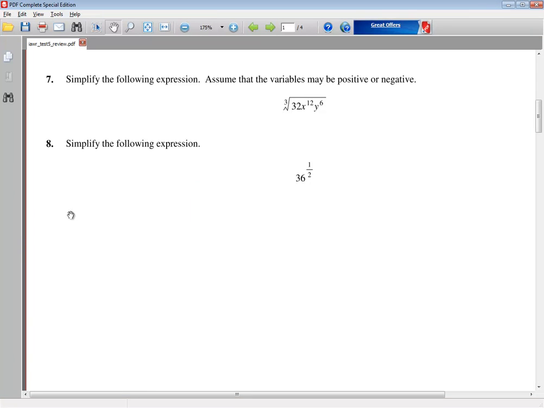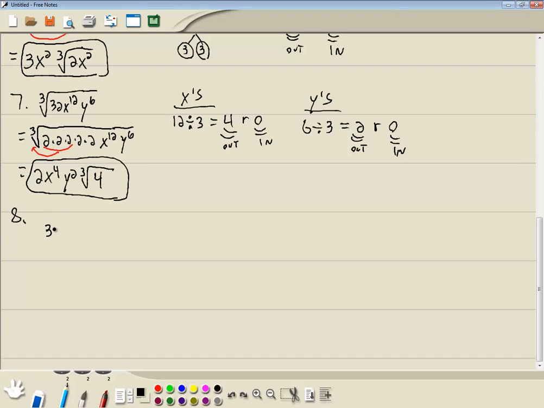Okay, number 8. We got 36 to the 1/2. Now, whenever you have a rational exponent, a fractional power, if you got a 1 up on top, you just immediately want to rewrite it, assuming you have a number and you want to simplify it. You just immediately want to rewrite it into radical form. So this becomes this radical here.